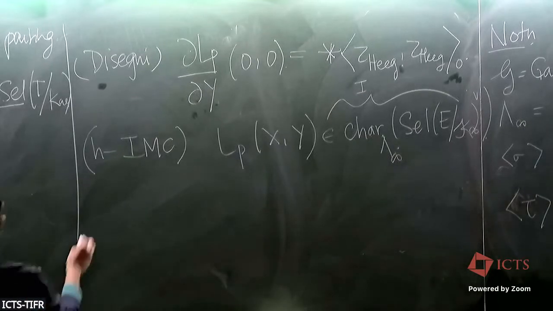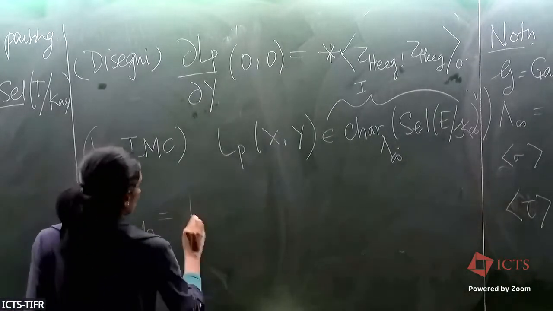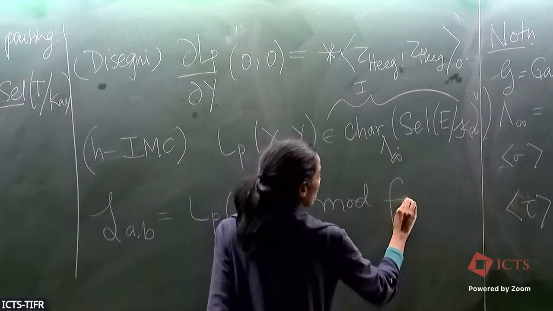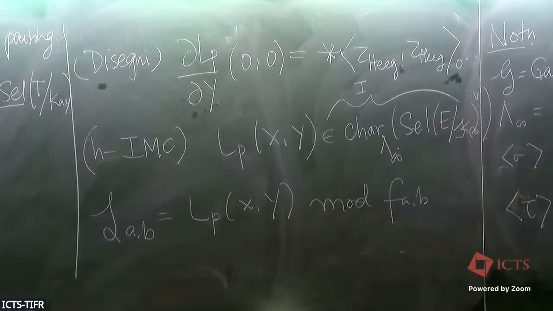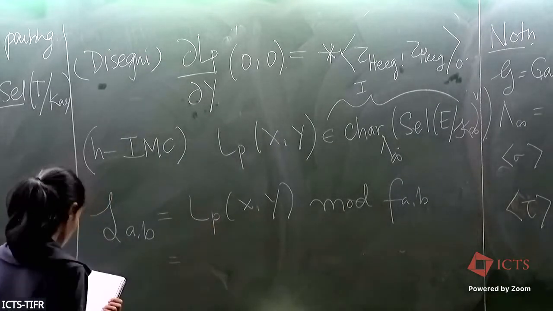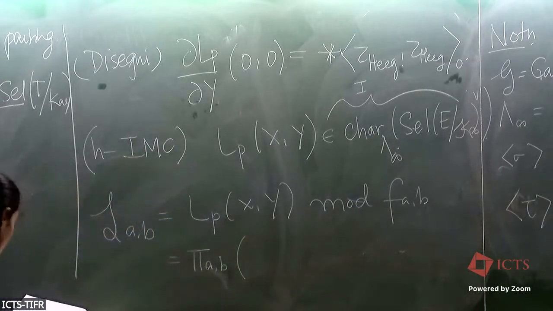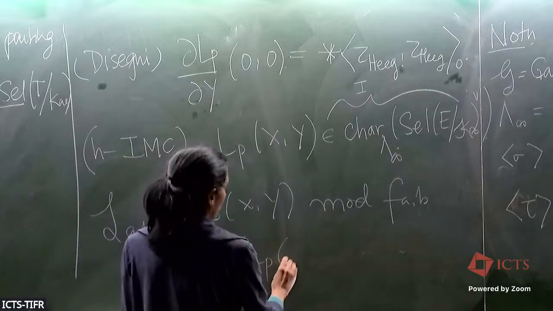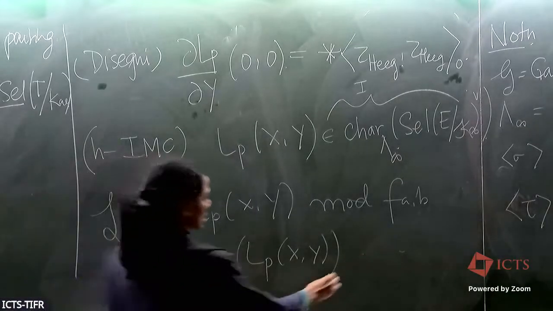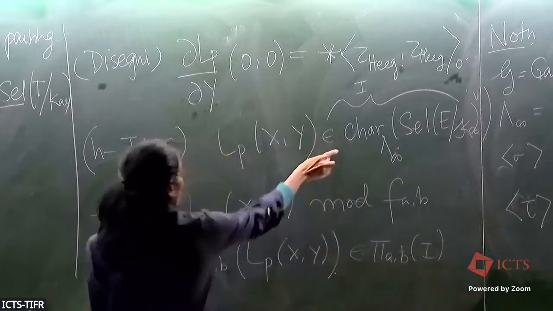Okay, look at L_AB. This is L_P(x, y) mod my F_AB over there. So this is basically equal to, under appropriate identifications, the restriction of the periodic L function, and this is now going to lie in here. I'm calling that I.